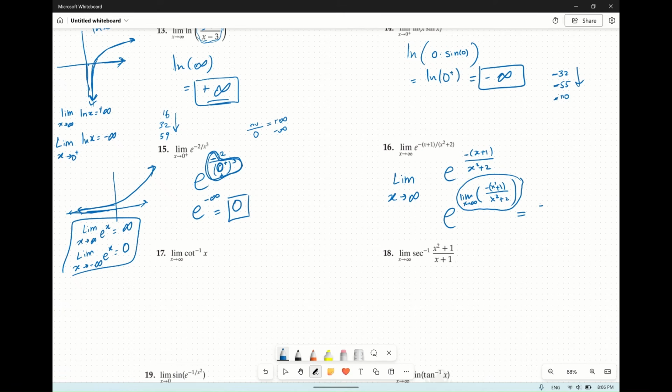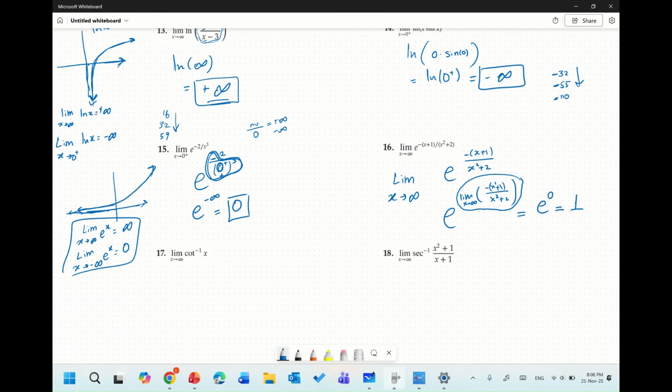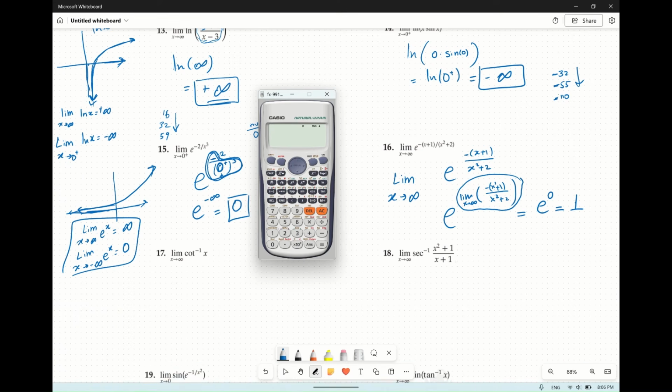So I will end up with e to the power 0. What is e to the power 0? e to the power 0 is 1. Or you can put it on your calculator and you will see this. Again, here is my calculator. Shift, e to the power minus x plus 1, close, over x squared plus 2, shift calculate. Infinity means a very large positive number. I will click equal.